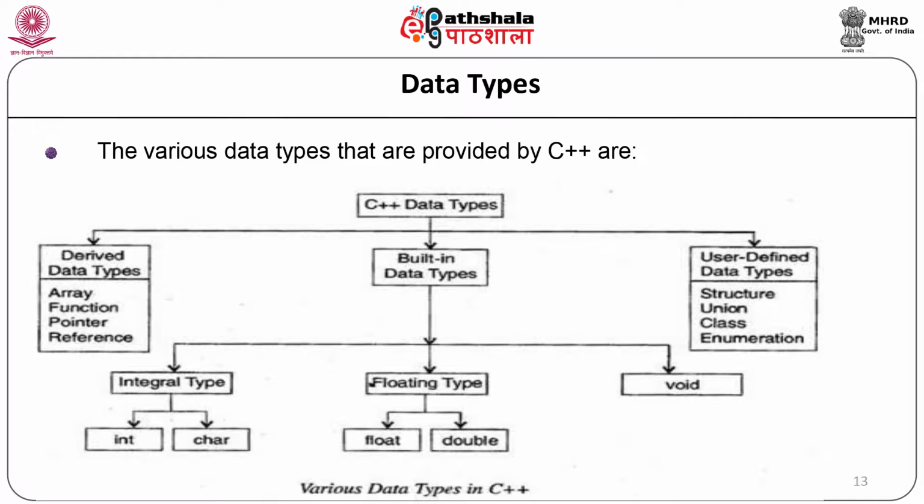The various data types provided by C++ are built-in data types, derived data types and user-defined data types. Built-in data types can be further divided into three, that is integral type, floating type and void type. Integral type can further be divided as integer and character. Floating point can be divided into two subclasses, float and double. Derived data types are arrays, functions, pointers and references, and user defined data types in C++ are structure, union, class and enumeration.